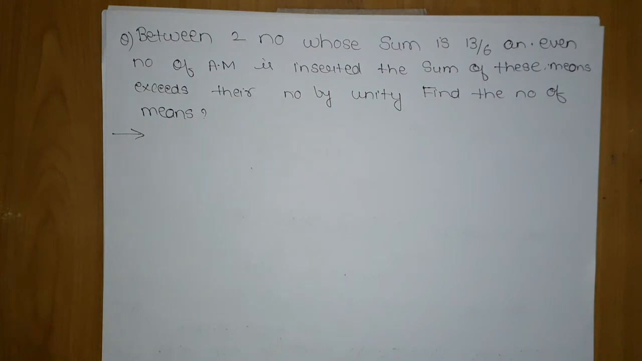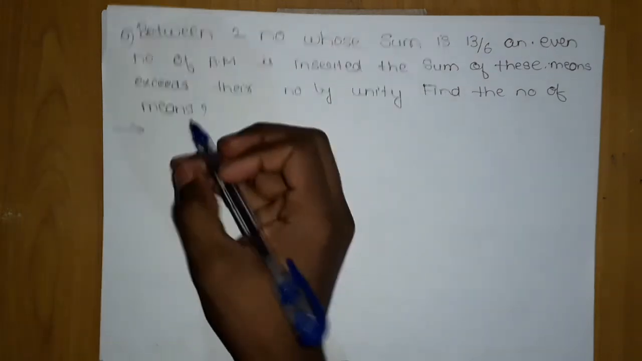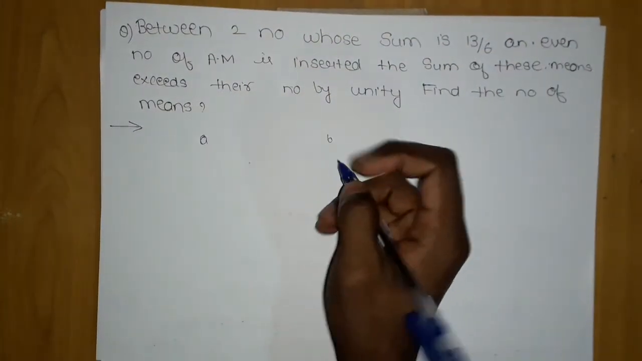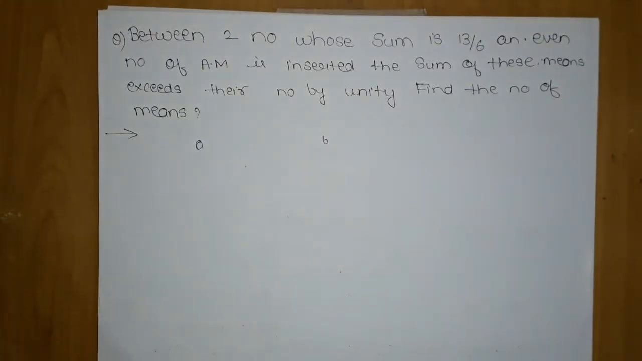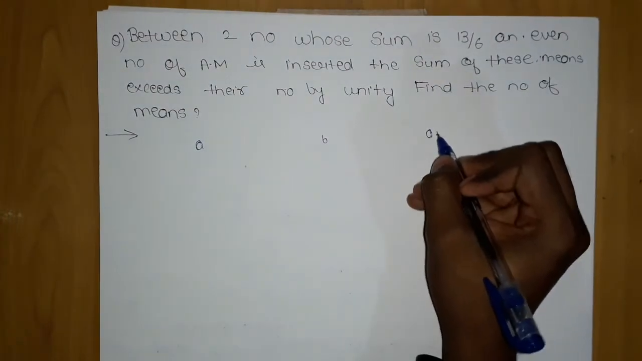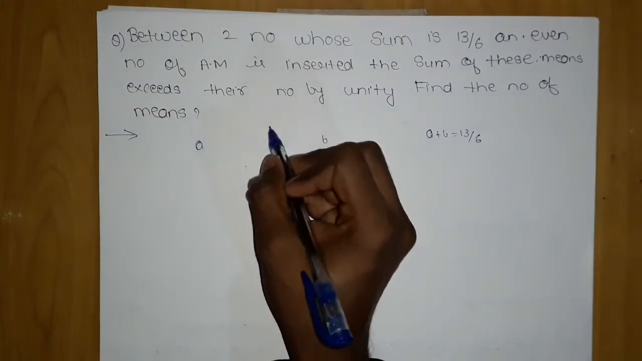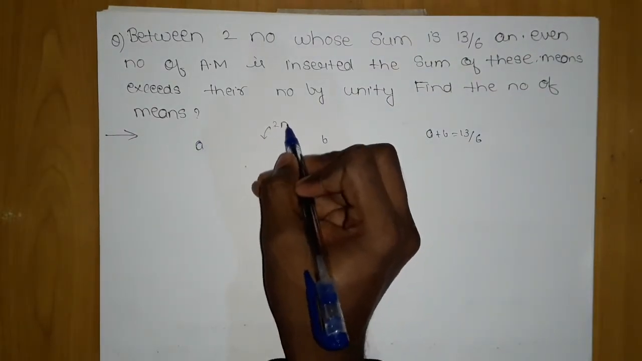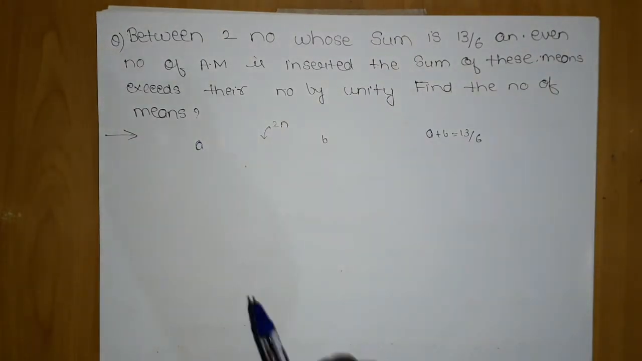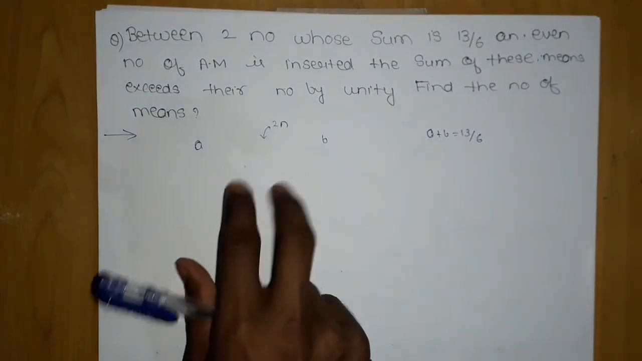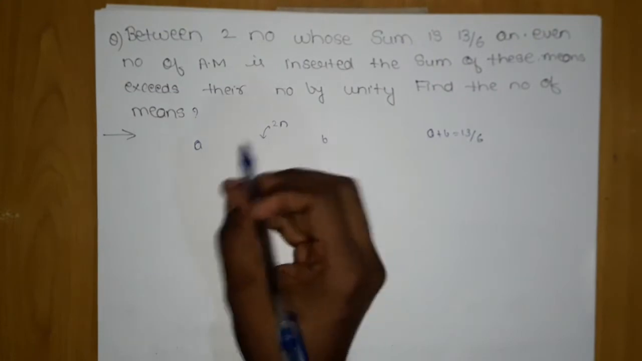Now they are telling that between two numbers, let me say the two numbers are a and b, whose sum is 13 by 6. An even number of AMs is inserted, so if I say n AMs, then it will be 2 into n, which is even. The sum of these means exceeds the number by unity, that is 2n plus 1. So what is the sum?